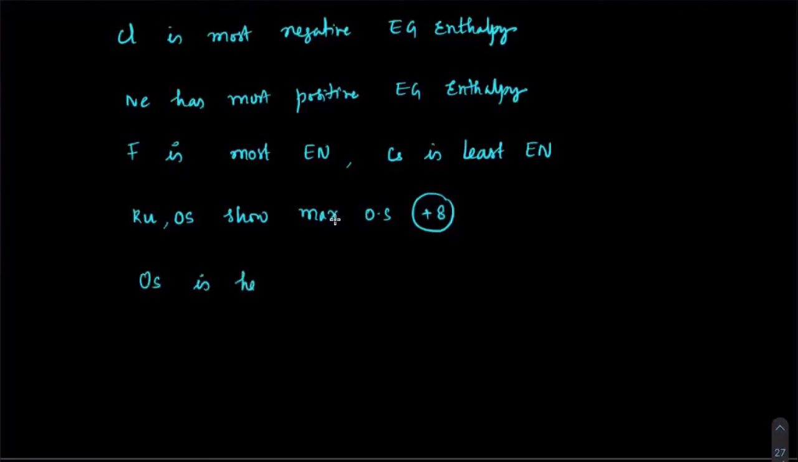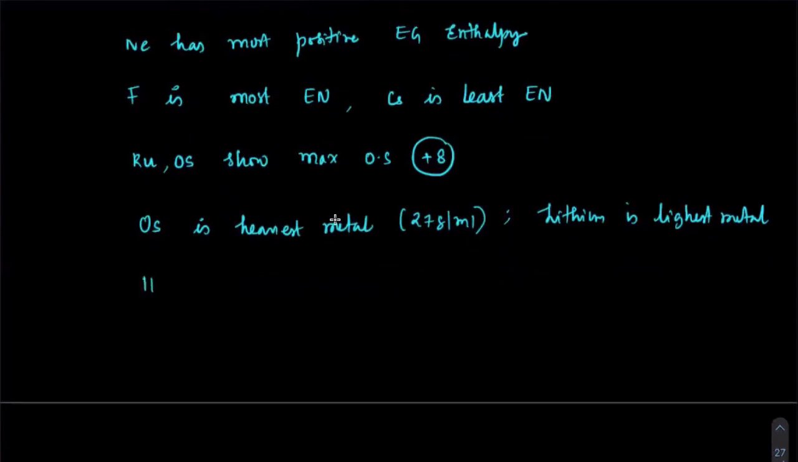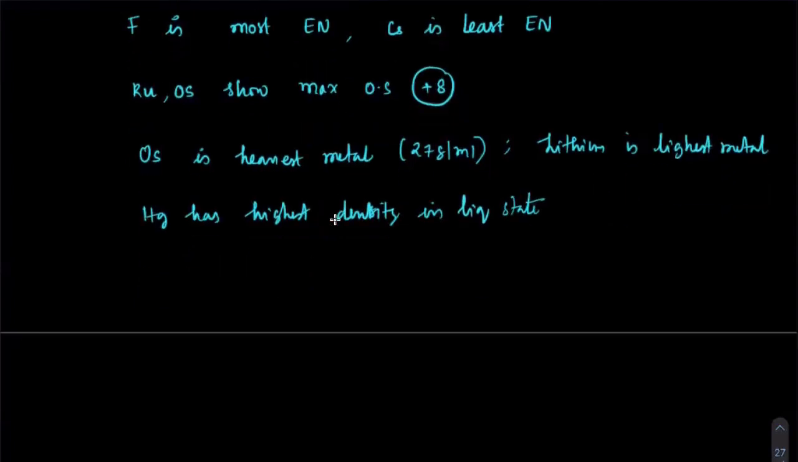Osmium is the heaviest metal. Got it? Around 22.6 gram per mL. Right? And lithium is the lightest metal. Hg has the highest density in liquid state. Mercury has the highest density in liquid state. Got it? Helium has the least melting point.